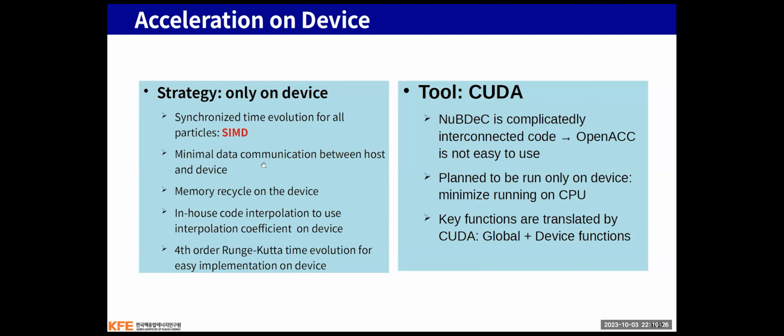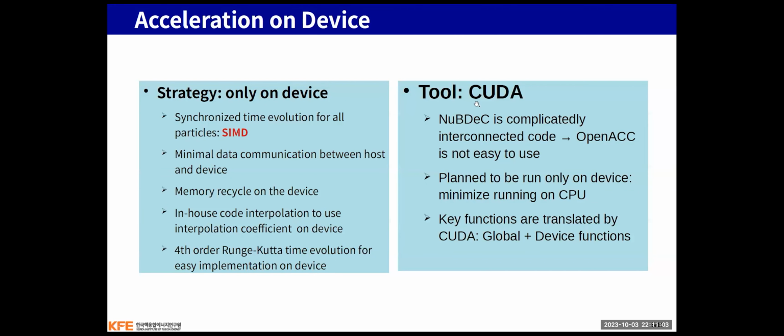So it takes very much long time in the code. So we minimize the data communications, and we recycle the device memory, and we use the in-house interpolation code because we use double precision interpolation, so we couldn't find the interpolation code like a library. So we use CUDA interpolation function, and we also use first order Runge-Kutta time evolutions.